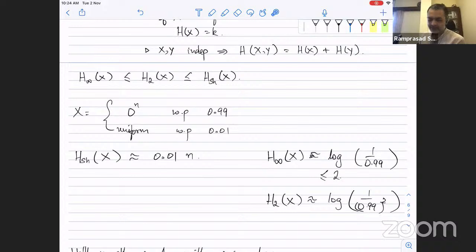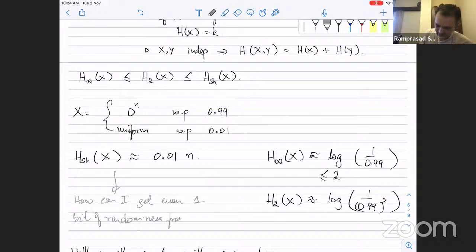Now, to convince yourself that one shouldn't be able to extract randomness from this source, how do I tell you that I can't do this? Well, notice how can I get even 1 bit of randomness from a single sample.